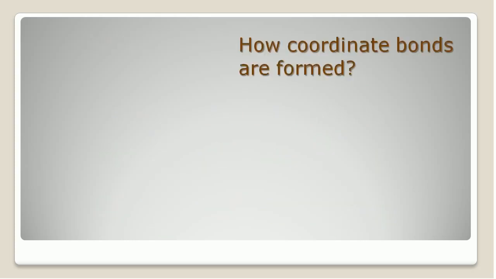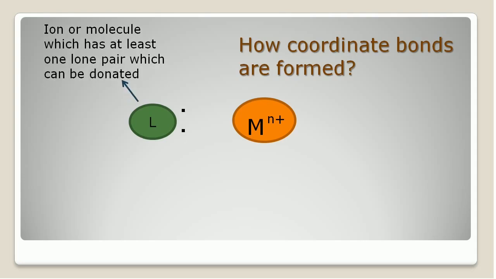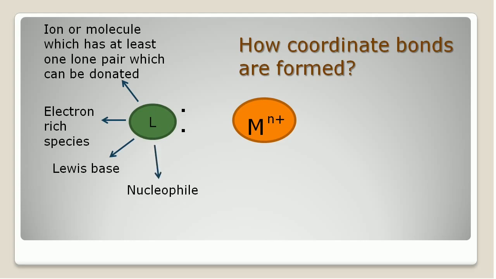Now let us see how these coordinate bonds are formed. For that, at first, we should know about the ligands and the metal atom. A ligand is an ion or a molecule which has at least one lone pair which can be donated. That is, it is an electron-rich species. It can also be said to be a Lewis base or nucleophile as it has the capacity of donating electrons.